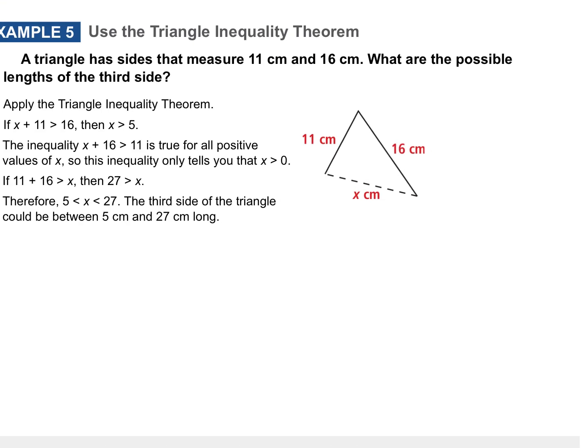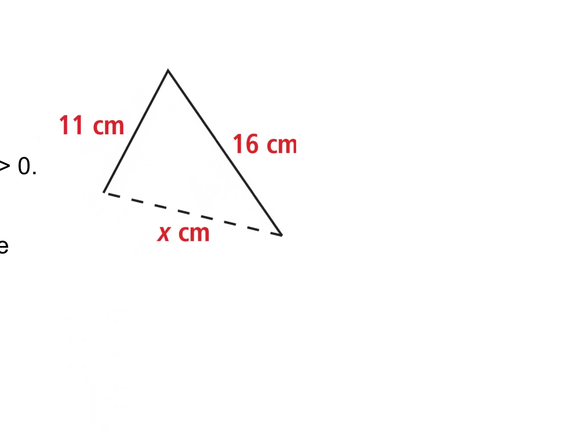Now we're going to talk about what's called the triangle inequality theorem. Looking at this diagram here, this triangle has a missing side length. Do you agree that missing side length can be multiple different lengths? Yes. So we want to figure out the range of what that length could be. What has to be true? 11 and 16 added together have to be greater than x, correct? So I know that 11 plus 16 must be greater than x.